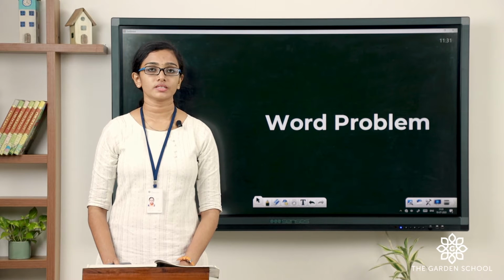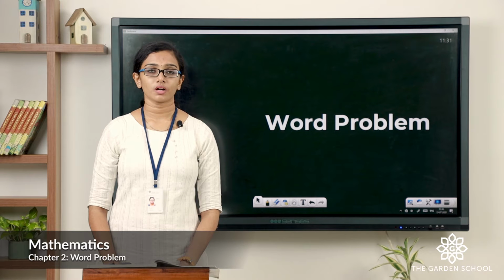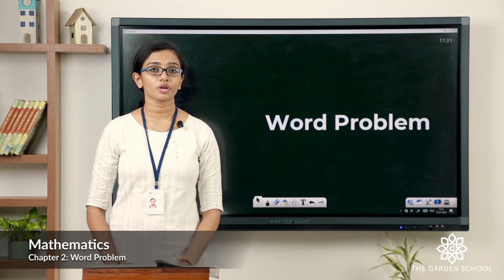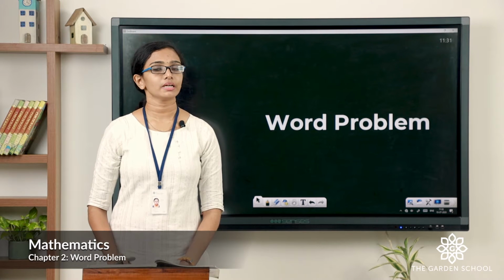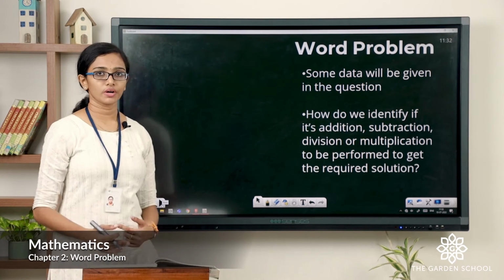So today we'll talk about word problems. We have learned about word problems involving smaller numbers in your lower classes. This year we'll learn more about word problems involving bigger numbers. So what is a word problem? How do we approach a word problem?